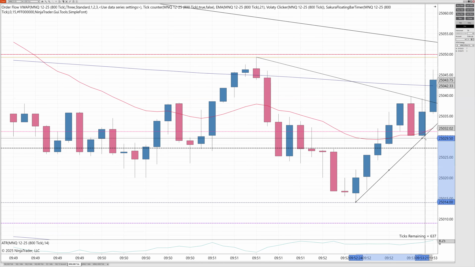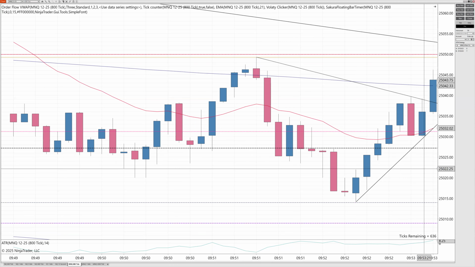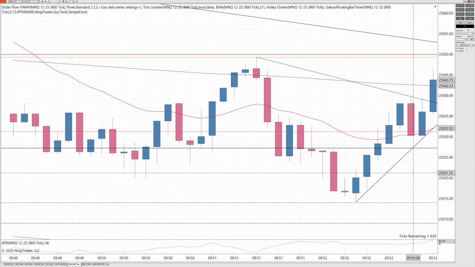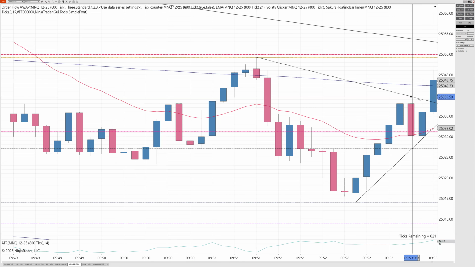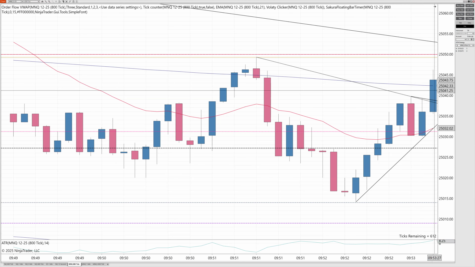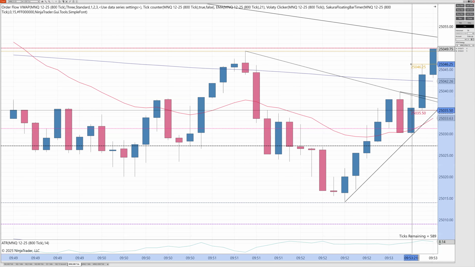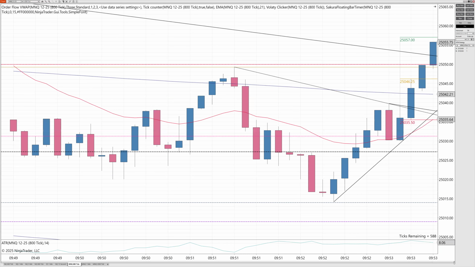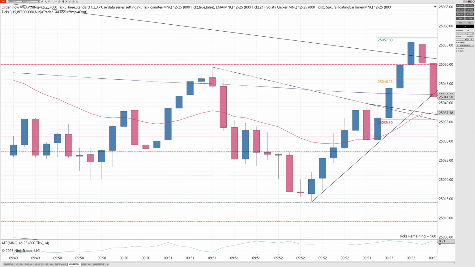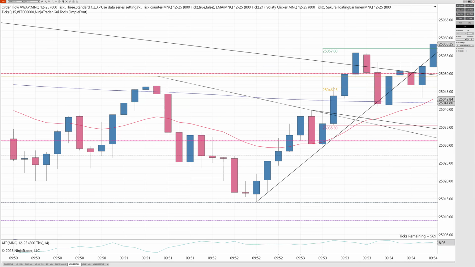So typically this is why I follow all my rules. I'm looking for A plus setups. This is a signal to go up, but we have all this resistance overhead. So again, I'm not taking it. It almost worked. It did work. Okay.